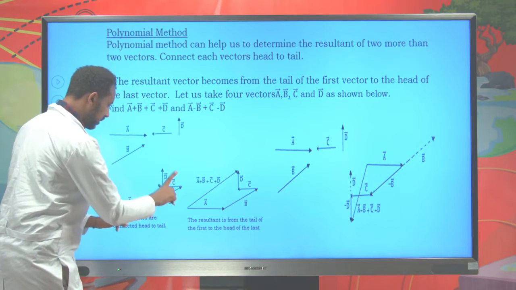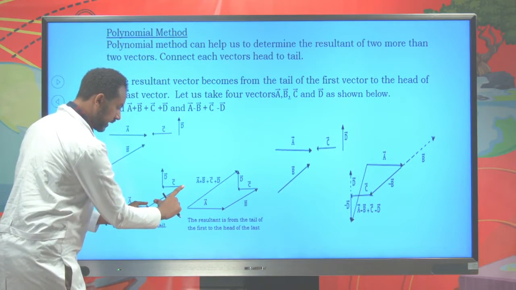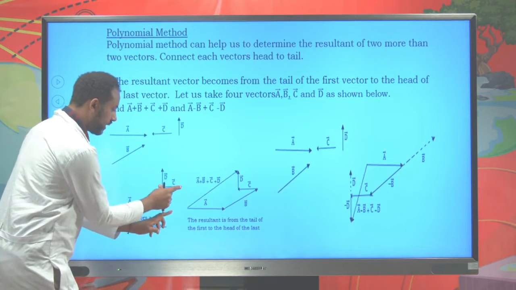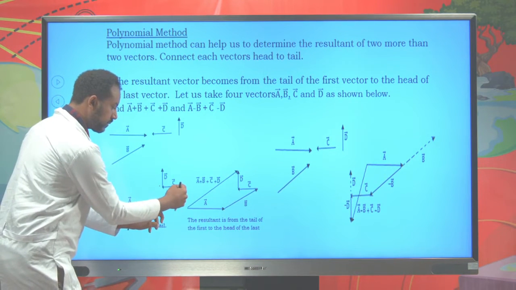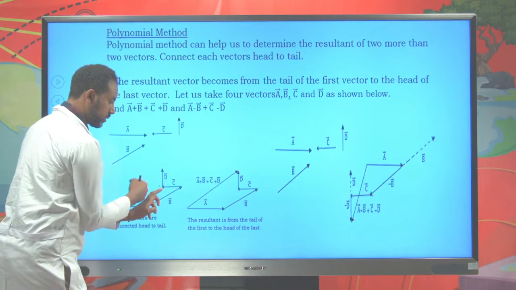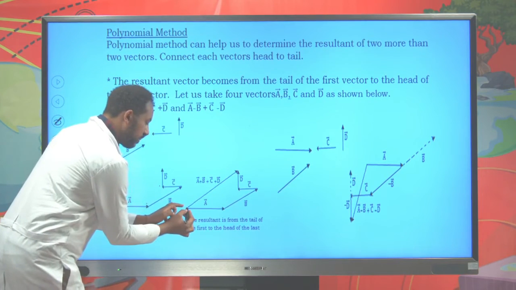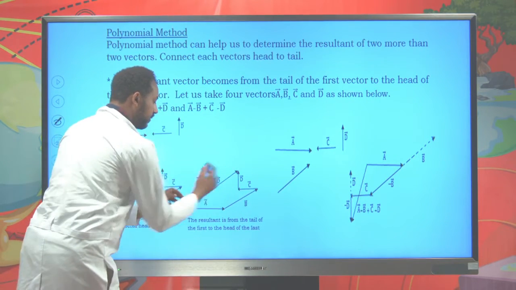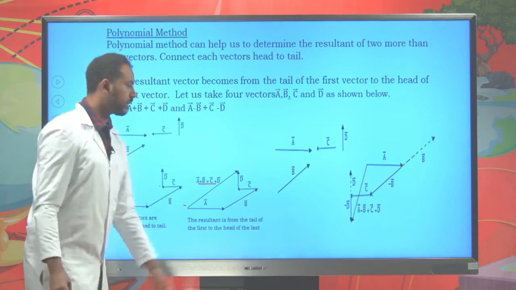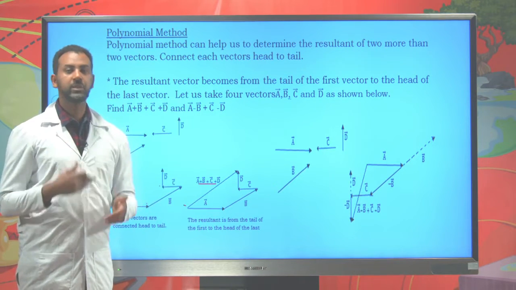You have to shift B here, from the head of the first to the tail of the second. Then you move and put C here, from the head of B to the tail of C, and the like. Therefore, the resultant will be from the tail of the first to the head of the last. Okay, this is how we determine the vector sum using geometrical means.